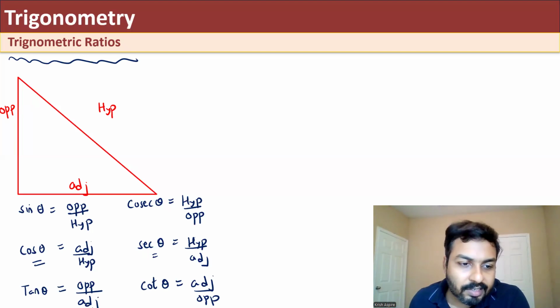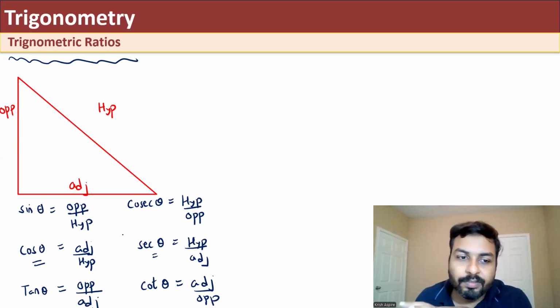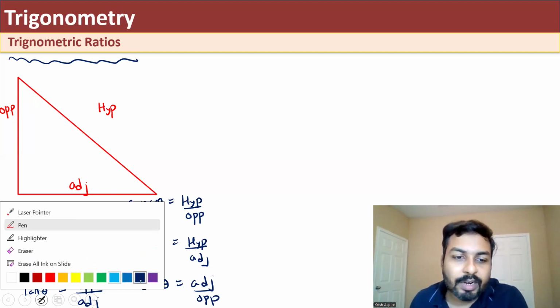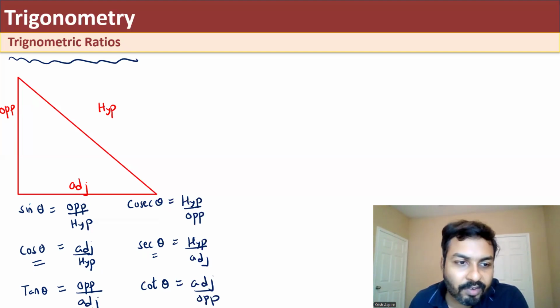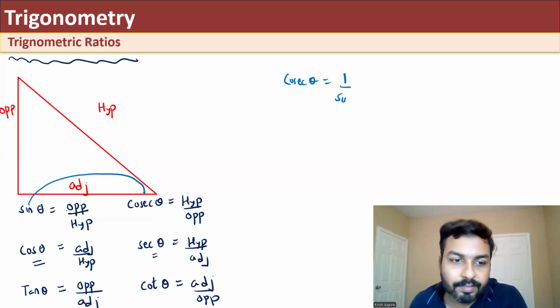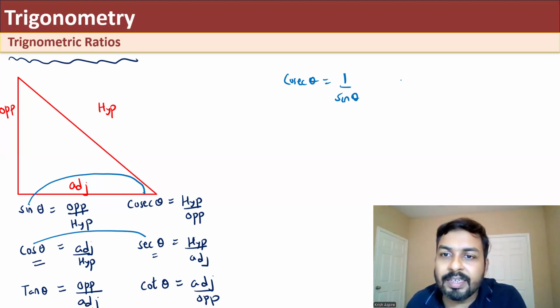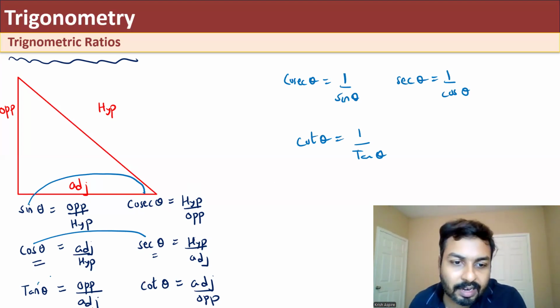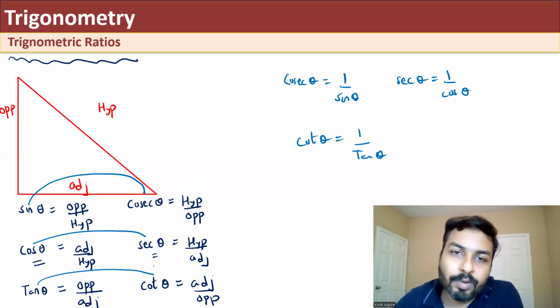Now, understand this. First of all, you need to remember these six ratios. That's very basic in trigonometry, which you have to remember. The second thing that I want you to understand here is that whatever trigonometric ratio I take, a reciprocal relation exists for every trigonometric ratio. So I can say cosecant theta is equal to 1 by sine theta. Or secant theta is equal to 1 by cos theta. Or cot theta is equal to 1 by tan theta. Every trigonometric ratio has a reciprocal relation.